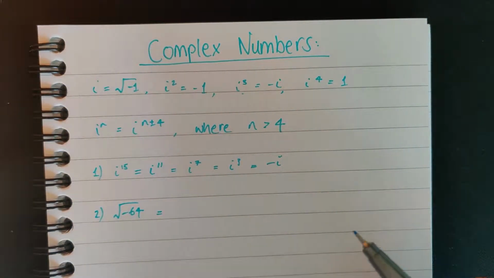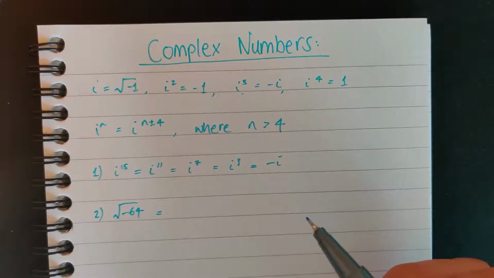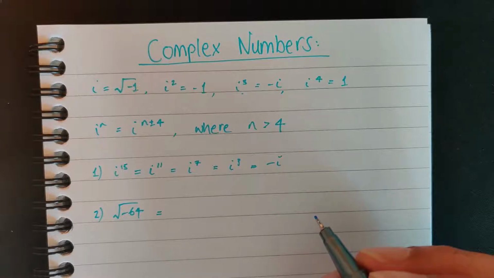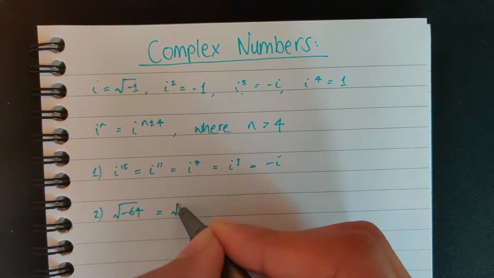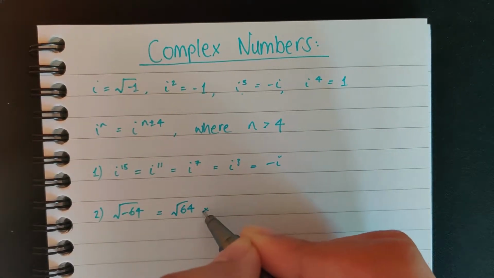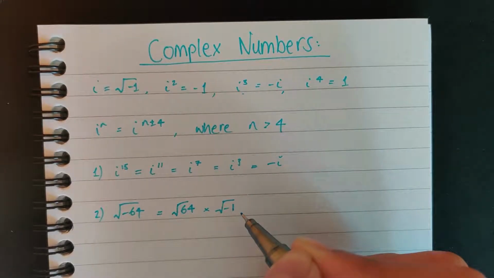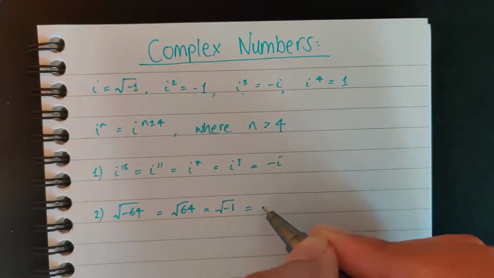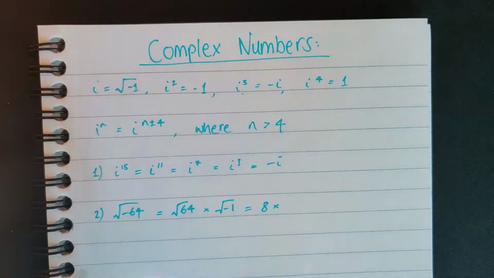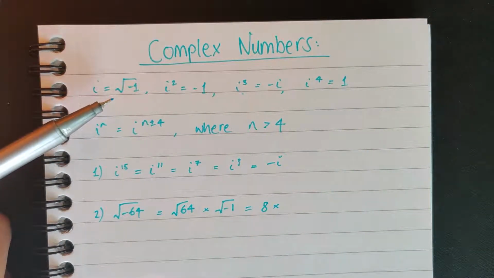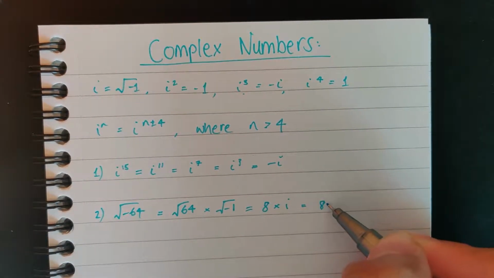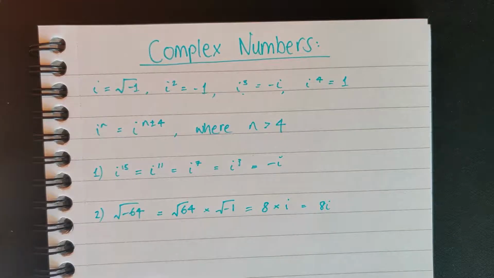In this question, we're asked to evaluate the square root of negative 64. To do this, we can split the surd using the multiplication rule and say that it is equal to root 64 multiplied by root minus 1. We know that the square root of 64 is equal to 8. And from up here, we know that the square root of negative 1 is equal to i, which means our final answer is 8i.